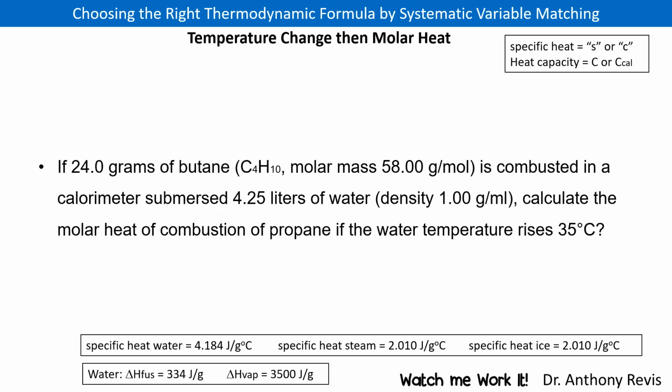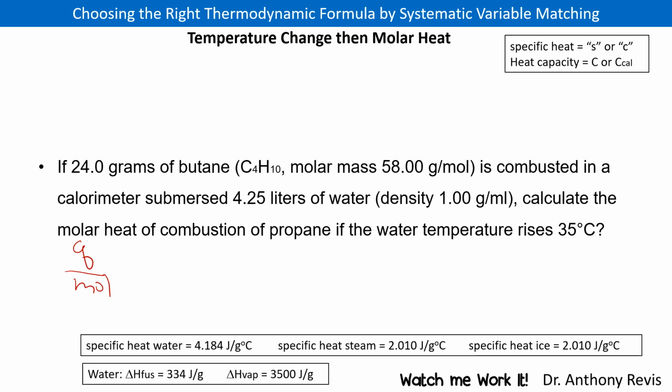Okay, the next one, 24.0 grams of butane has a molar mass of 58 gram per mole. This is not gram, this is gram per mole. That substance, 24 grams of that, is combusted in a calorimeter submerged in 4.25 liters of water having this density. Calculate the molar heat. Molar heat means I need Q over moles at the end. That's what I'm looking for.